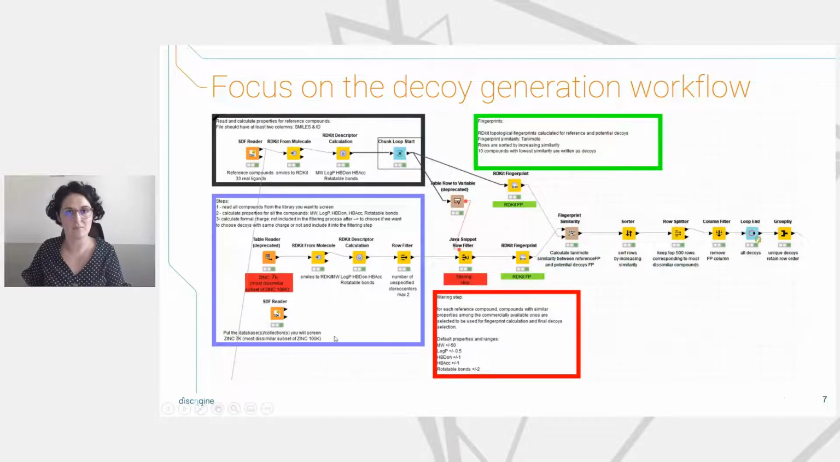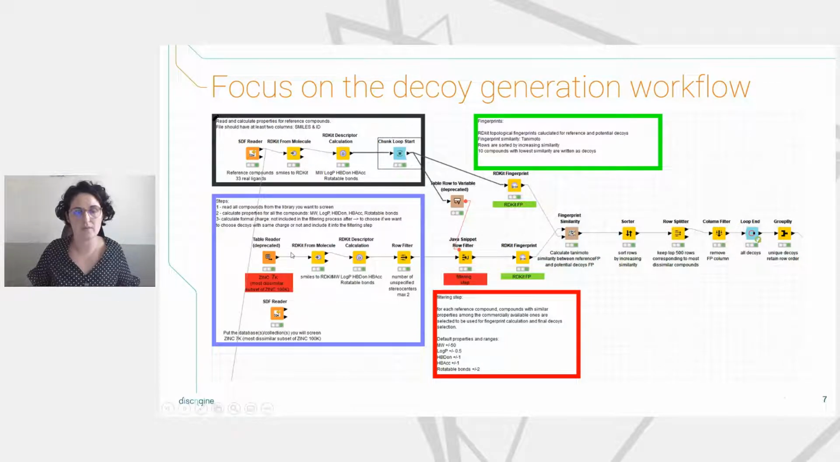So here you can see a focus on the first section of the workflow. This section can be used by anyone because all the chemistry nodes used there are from RDKit, which is open source. So how does it work? As a first step, you put in an SD file with your active compounds, and then the 5 descriptors, so molecular weight, logP, H-bond donors, H-bond acceptors, and rotatable bonds, will be calculated, and also the RDKit fingerprint. The same will be done for the database.